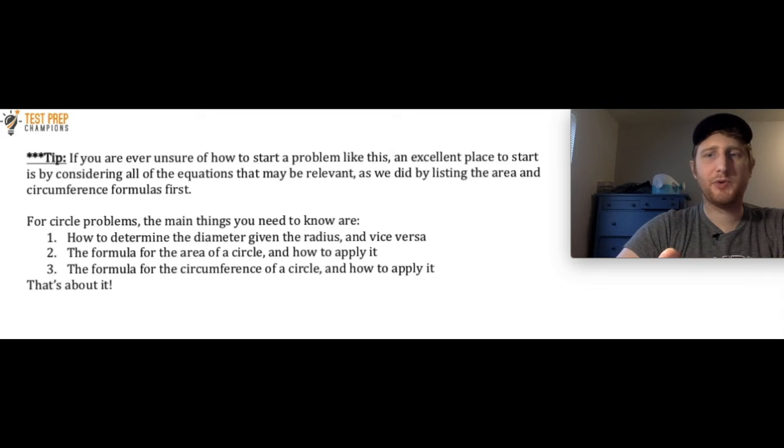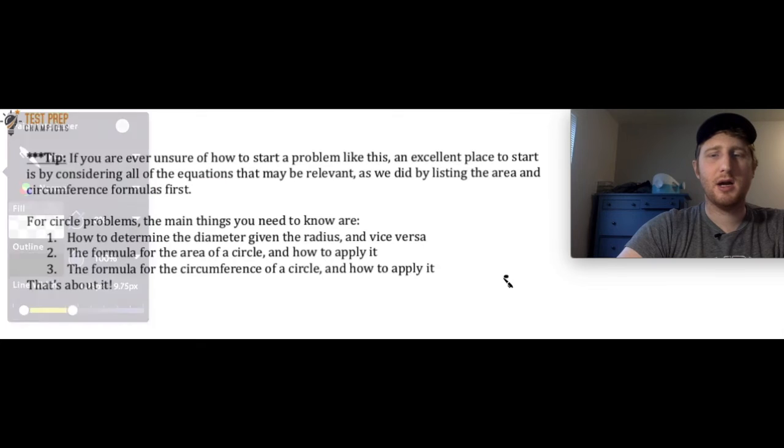Now, I do have some general notes for circle questions on the GED that I typed out that I want to share with you. If you ever get a question with circles, know that there's really only three main things that you need to know about circles for the test. So you need to know what the diameter is and what the radius is.